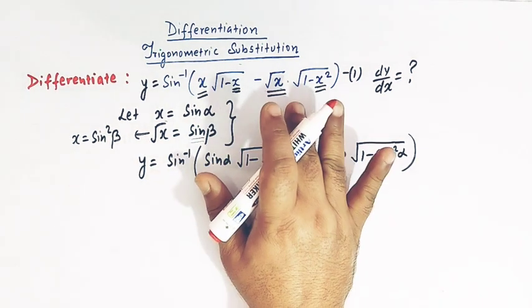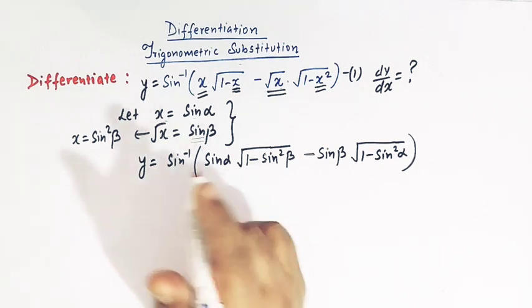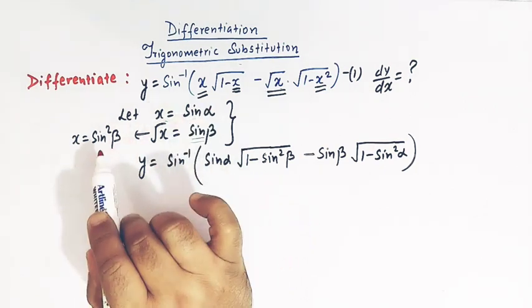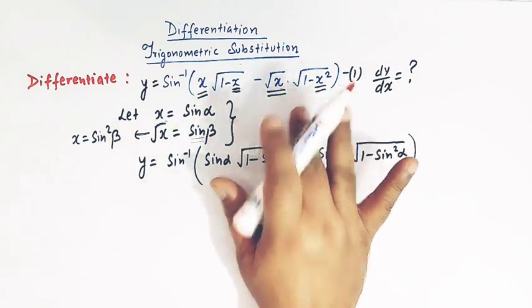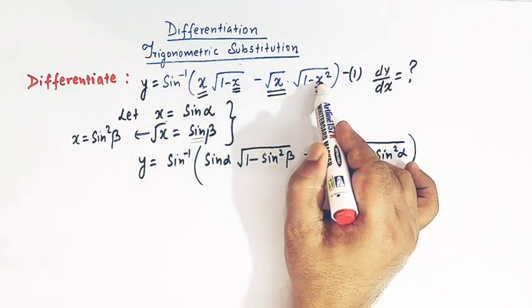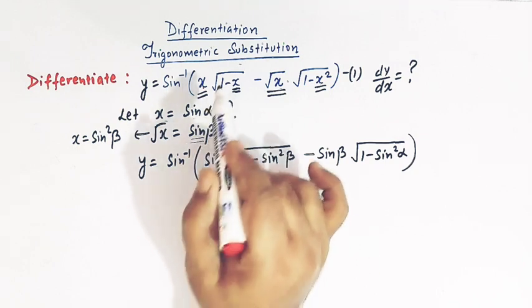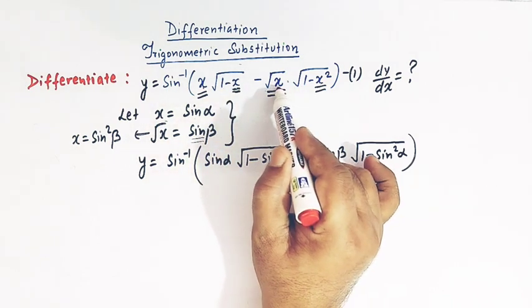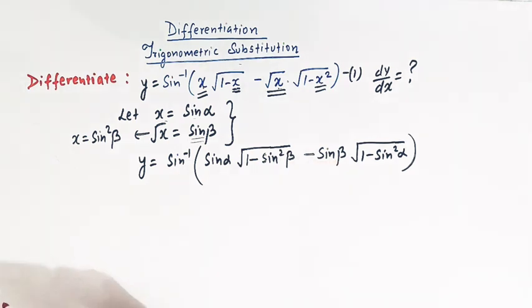So here in this problem, we are taking two types of substitutions for x, right? So this is an interesting thing in this problem. For this x and for this x, we are taking sine alpha, and for this x and for this x, we are taking sine beta, right?